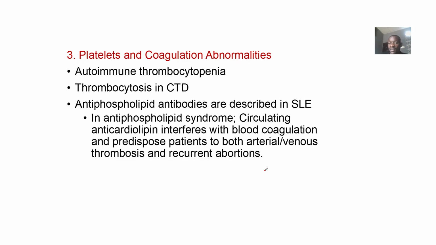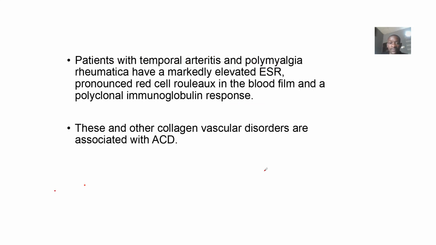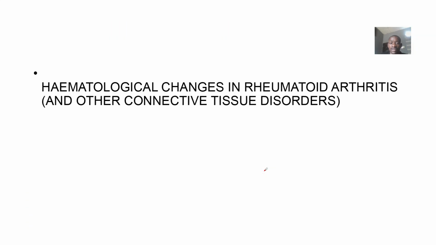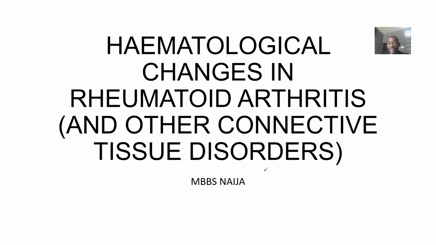All right. Then if it's a pregnant woman, you see what? Recurrent abortions. Okay. So I think that was it for the blood changes in all these other connective tissue disorders that we have, and especially looking at rheumatoid arthritis.